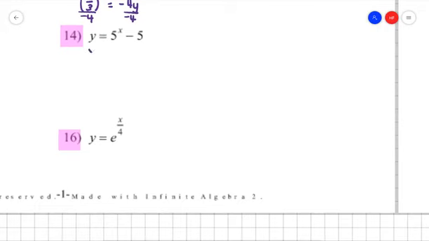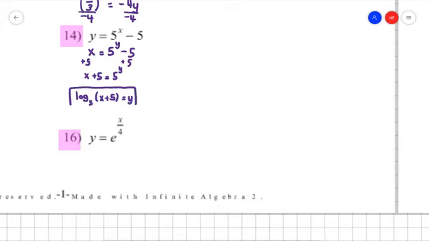Number 14, x equals 5 to the power of y minus 5. I want to isolate the exponential as much as we can. We get x plus 5 is equal to 5 to the y. We can convert. Base stays the base. Others switch sides. And we've got y by itself, so that is my inverse function.